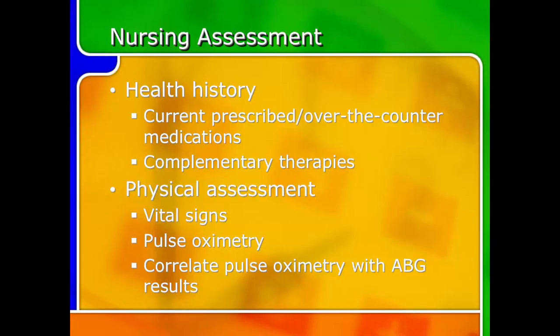Nursing assessment, you want to get a health history that includes their current prescribed as well as over-the-counter medications. You also want to get complementary therapies, and that's going to be vitamins as well as herbal supplements that they're taking. Physical assessment is going to be vital signs, including pulse oximetry. It is important to correlate their pulse oximetry with their ABG results.